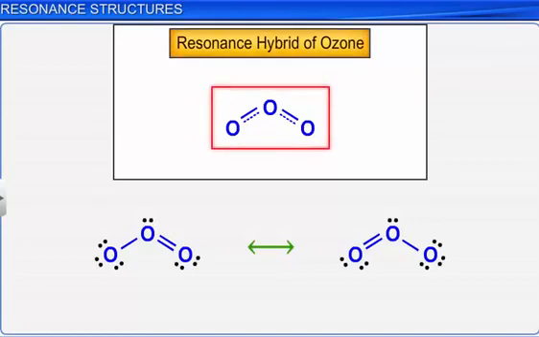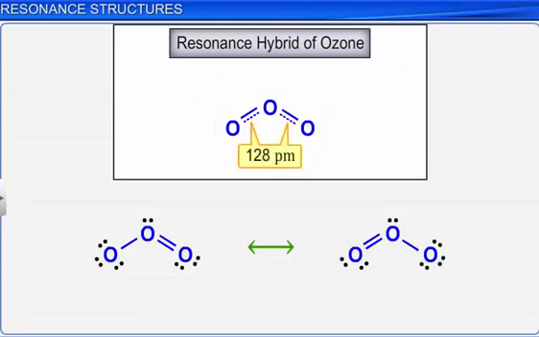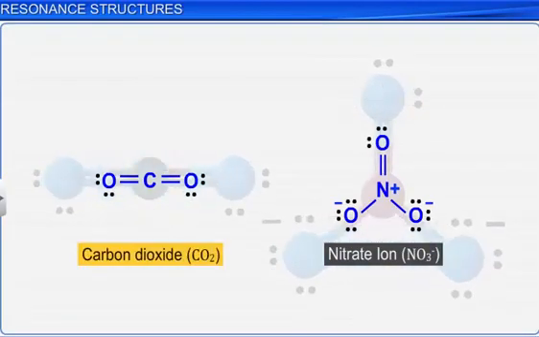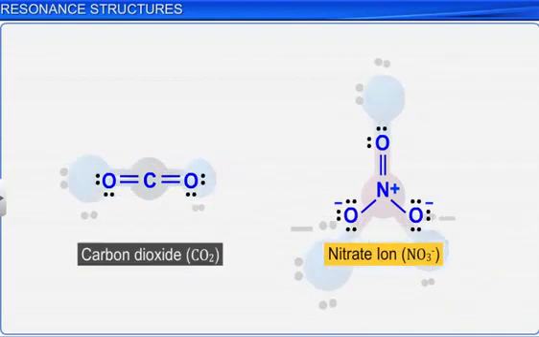This resonance hybrid is more stable than any of the contributing resonating structures. In this example, the resultant of these two structures, that is, the resonance hybrid, explains the equivalent nature of the bonds and the observed bond length, which is 128 picometers as shown here. Let us reinforce this concept by considering the possible Lewis structures of a carbon dioxide molecule and polyatomic nitrate ion respectively.